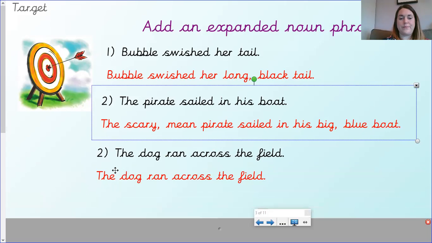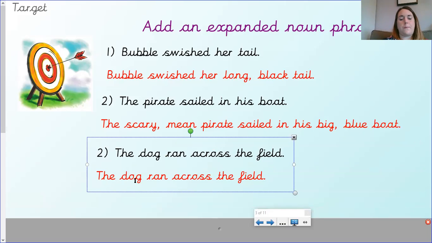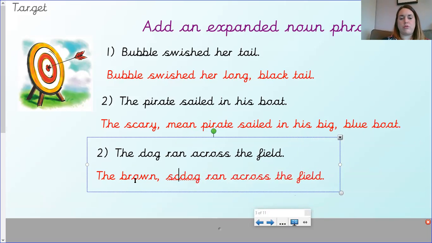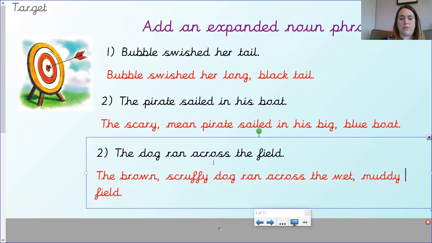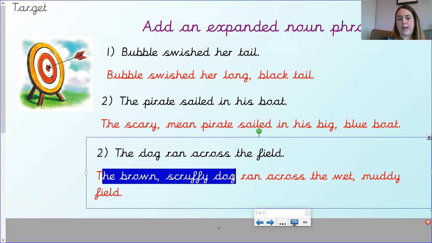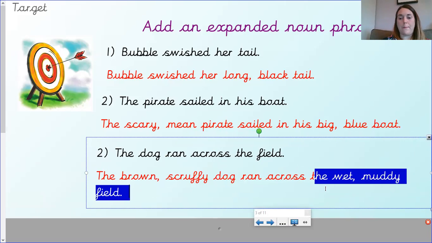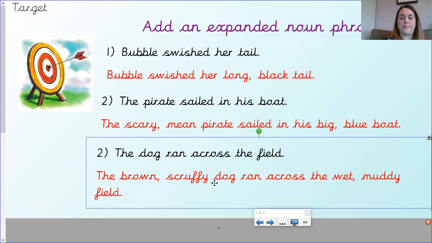Right, my turn. The brown scruffy dog ran across the field. We might as well do both. The brown scruffy dog ran across the wet, muddy field. We've got the brown scruffy dog as our first expanded noun phrase, and we have got the wet, muddy field as our second.